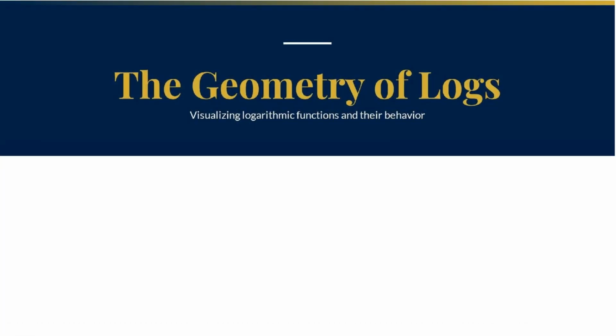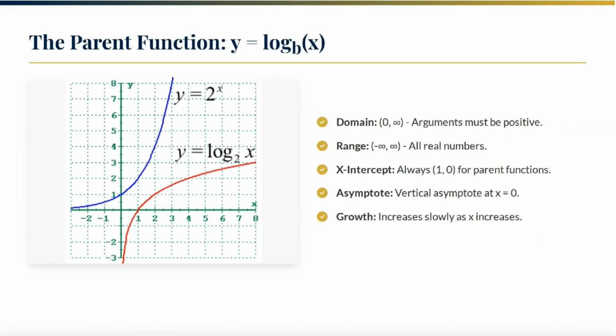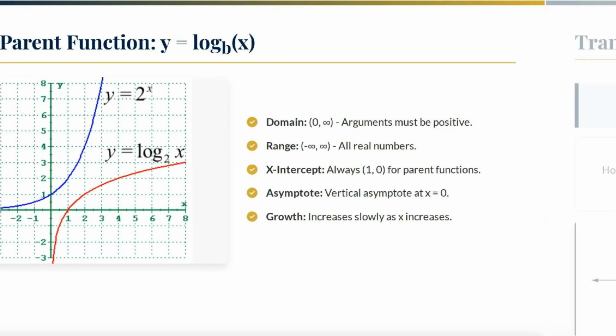Next, we will visualize logarithmic functions to understand their geometric behavior. The parent logarithmic function has a domain of positive real numbers, a range of all real numbers, and a vertical asymptote at x equals 0. It shows slow, consistent growth as x increases.